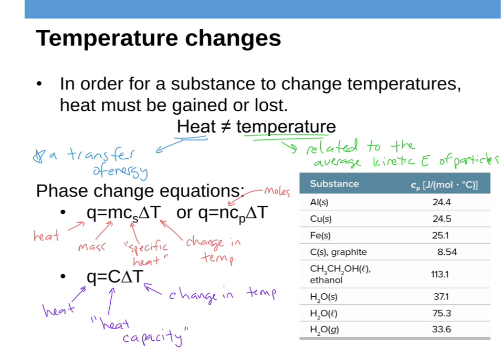And I might as well mention this here: remember that delta anything, change in anything, is always final minus initial. So you take the final temperature and subtract the initial temperature from it.